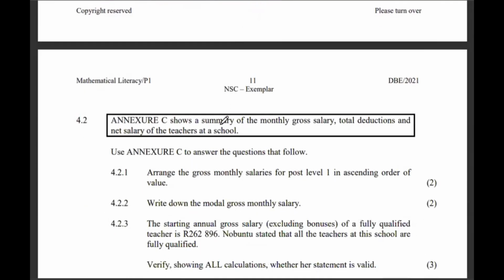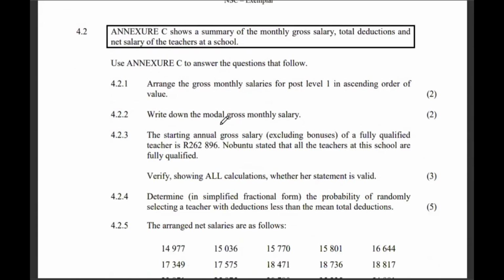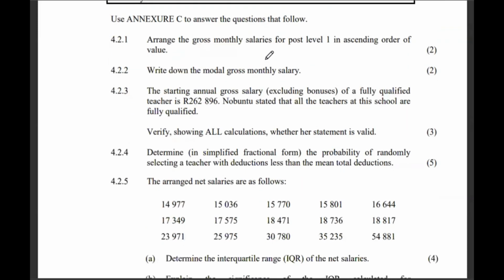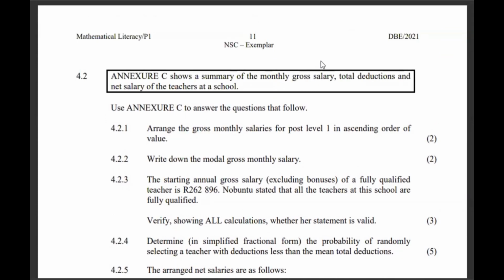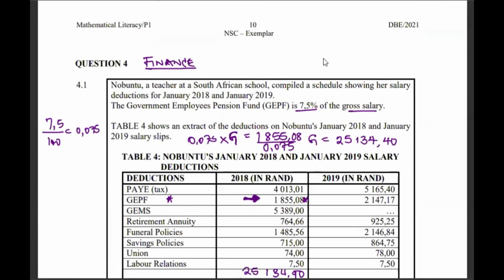Okay, we look at 4.2. They tell us to look at the summary. We are soon running out of data, time, but it's fine. An exercise shows the summary of the monthly gross salary, total deduction, and net salary of the teacher at the school. Use the exercise to answer the following questions. Arrange the gross monthly. You see, we've gone back to data handling. You see what I told you? It might be both finance and data handling.